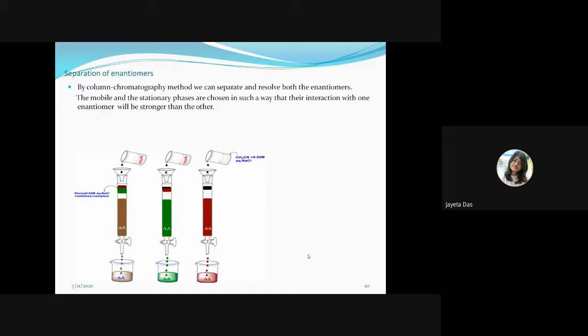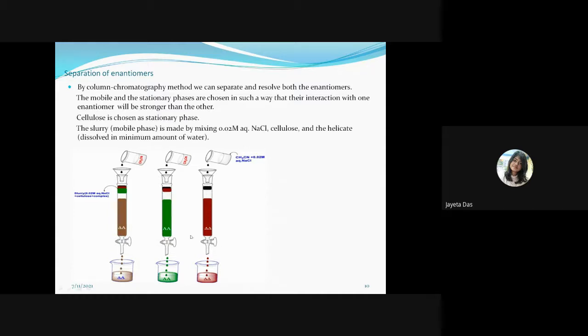So the question is first how we can separate those enantiomers. In a reaction all are present, so it is basically a kind of racemic mixture. Both delta-delta and lambda-lambda types are present. So how can we separate them? We can separate them by the method of column chromatography. We all know that column chromatography needs a mobile phase and a stationary phase, and both phases are chosen in such a way that their interaction with one enantiomer will be stronger than with the other. This is the necessity for separating them.